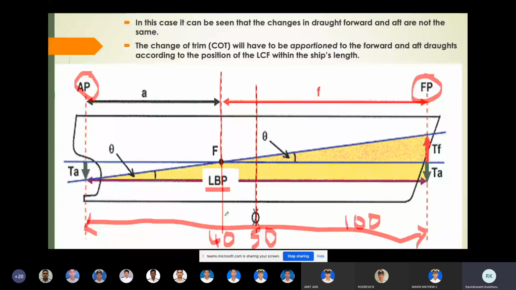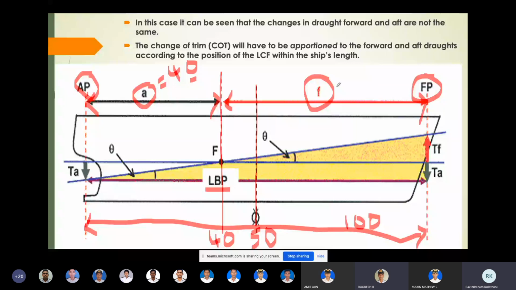So the value of A is from aft perpendicular to F, the center of flotation. The distance we will mark as A. So A in this case is 40, because we know the distance from aft perpendicular to F is 40. The remaining distance from F to forward perpendicular, we will name it as small f. So if this is 40, what will be small f?